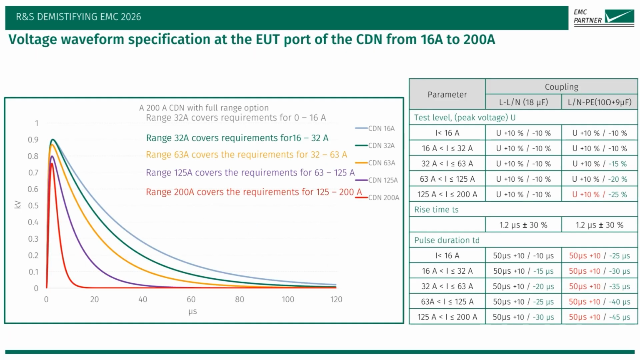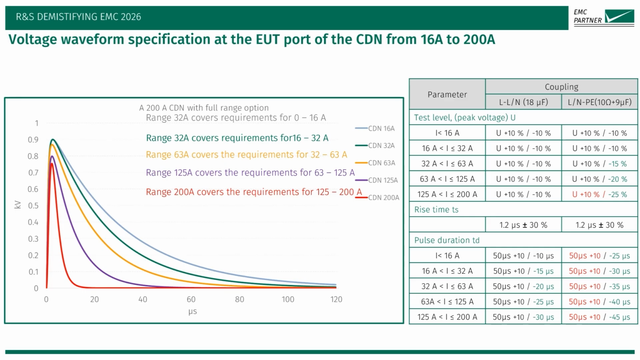In surge testing, as per IEC 61000-4-5 edition 3, the voltage waveform at the EUT port for high currents up to 200 amps is a major challenge. As the EUT current increases, the internal decoupling components of the network change, which impacts the surge pulse shape. The table shows that as we move from 16 amp up to the 200 amp range, the standard allows for broader tolerances in the pulse duration and peak voltage.